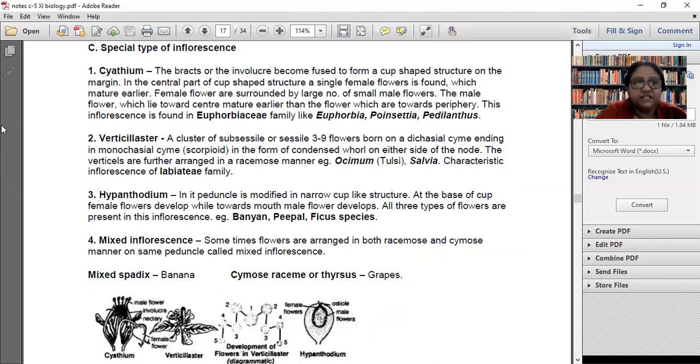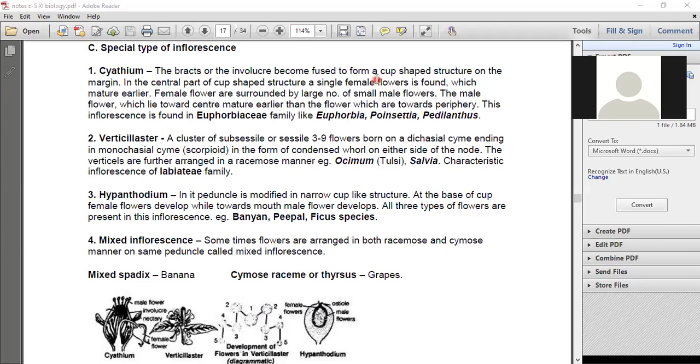First of them is cyathium. So what is the speciality of cyathium? In case of cyathium, the bract or involucre becomes fused to form a cup-shaped structure. It is present in case of the Euphorbia family. Okay, आप अंजीर खाते हो? अंजीर देखा होगा आपने क्लास? Yes, ma'am. अंजीर के फ्लावर देखो, it is this type of structure.